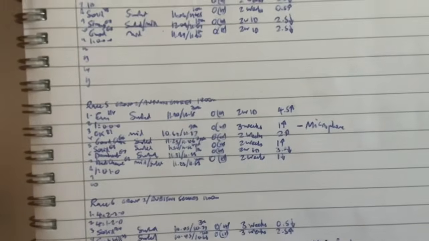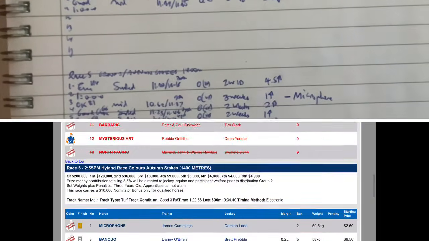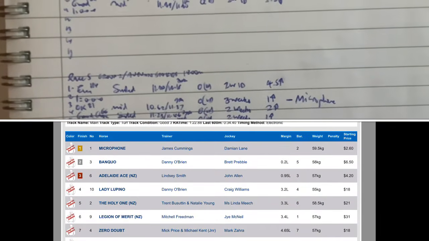We'll head to wherever race number 5 went. Oh, it's still down here. I can't see very well. Anyway, Microphone, I tipped and it got the job done. So at the moment, I'm 3 from 5, which is good.